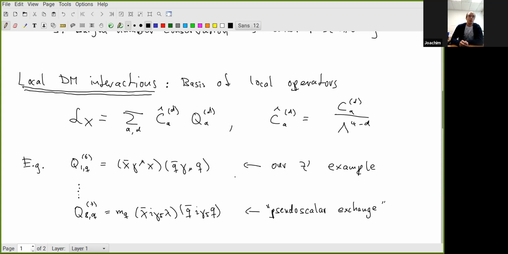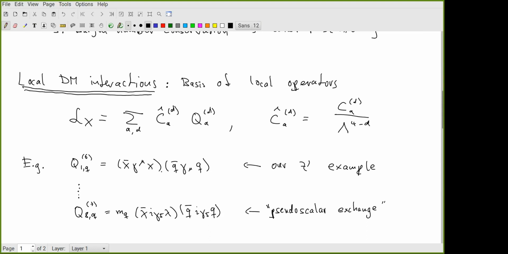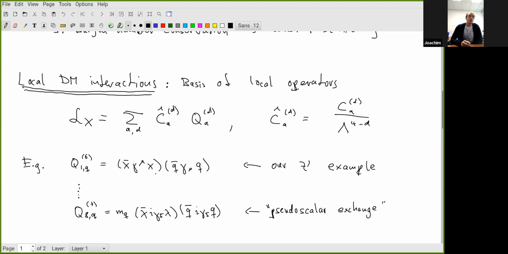For example, our Z-prime exchange at low energies leads to this vector-vector interaction that I called Q1, Q6. And the 6 is the number of dimensions. So these are non-renormalizable operators. They're suppressed by inverse powers of the mediator mass. In our case, the interaction was suppressed by 1 over m squared.